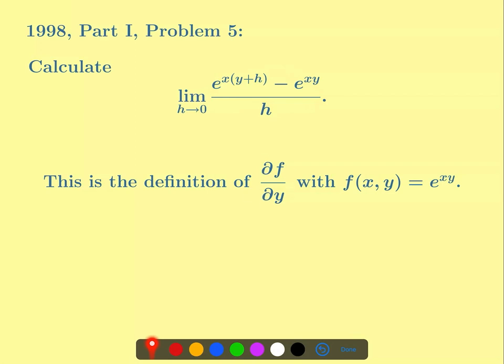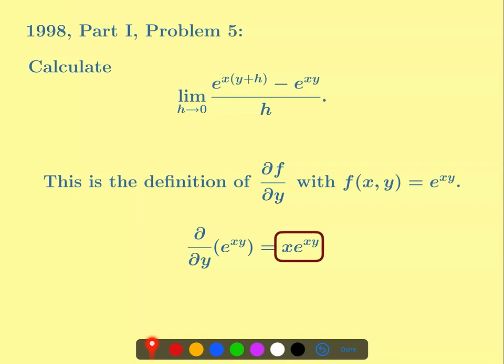So we just calculate the partial derivative of this function with respect to y, treating x like a constant. We're going to get e to the xy times the derivative of xy with respect to y, which is x. And so we get x times e to the xy. And that's it. That's the answer to this question.